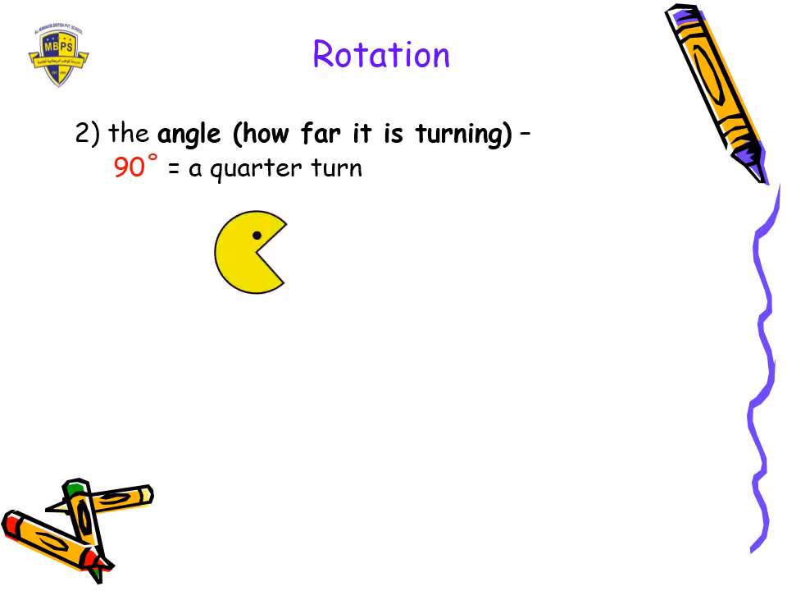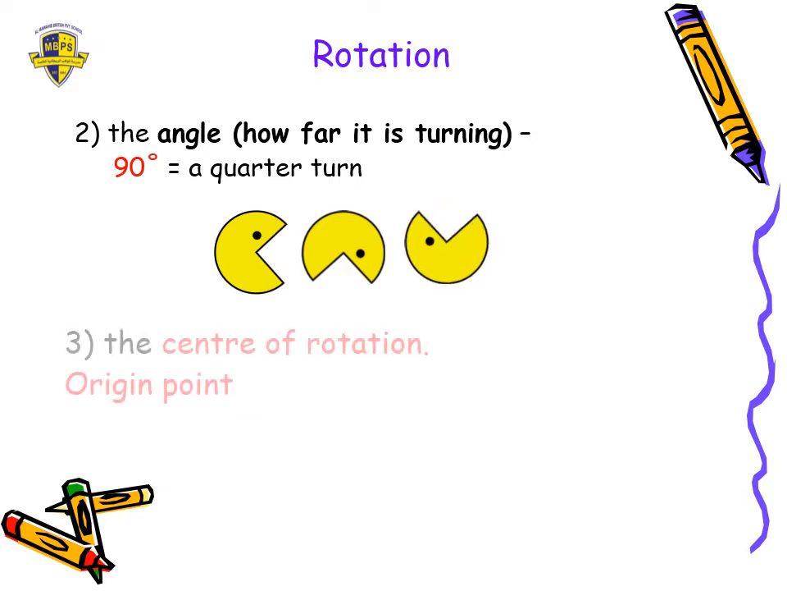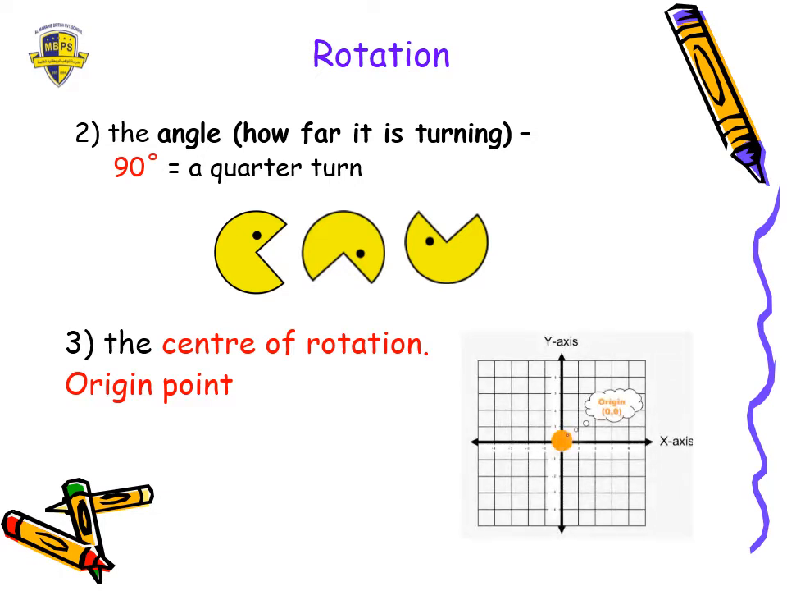And the last thing we want to know is the fixed point, the point we want to turn or rotate it around. And for today also, we will learn only about the origin point. Do you remember, grade 5, the origin point? Who can tell me what the origin point is? Good. This is 0 and 0, where the x-axis and y-axis meet. This is the origin point.